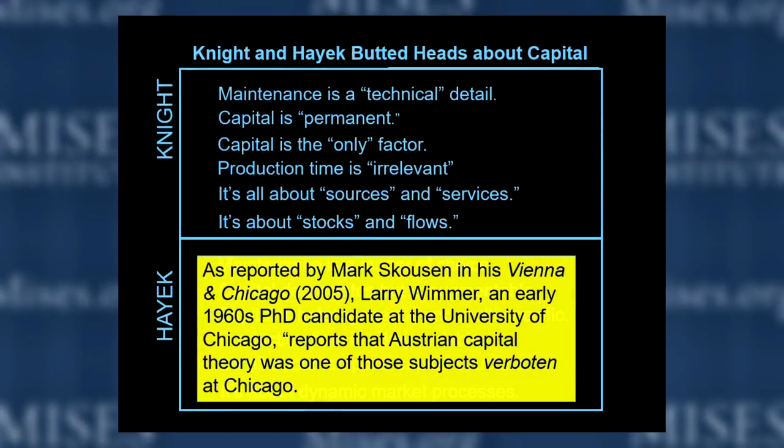And the only thing I can think of is that he was there with Frank Knight, and you heard what Stigler said about how he just couldn't read it on his own, and had to read it through Knight. As reported in Mark Skousen's Vienna and Chicago, Larry Wimmer, an early 1950s PhD candidate at the University of Chicago, reports that Austrian capital theory was one of those subjects verboten in Chicago. All right. He says, one of those. What were some of the others? I don't know.